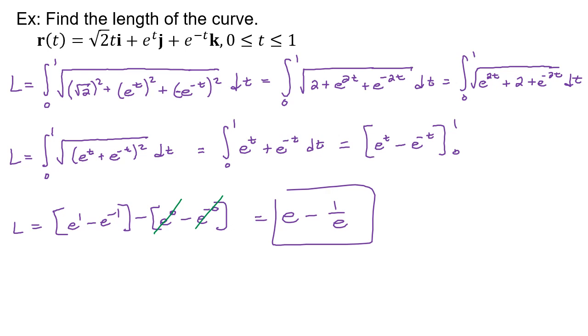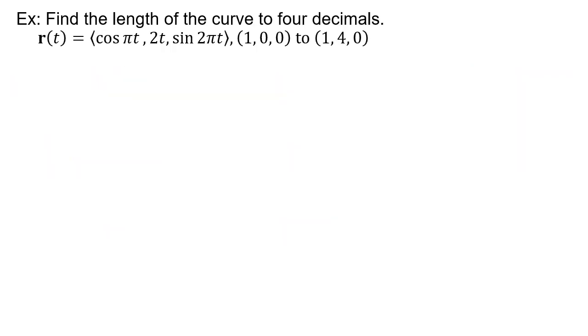Now, there are a lot of functions that you just can't integrate, and you're just going to have to do some sort of decimal approximation for as well. So sometimes you'll get to a point and be like, I don't know what to do. So let's look at one like that. Find the length of the curve to 4 decimals. Now, usually, if we were doing this on a test or something, I would not make you find the decimal approximation. It would be more like just set it up, but don't worry about it. And so I'll kind of show you what that looks like here.